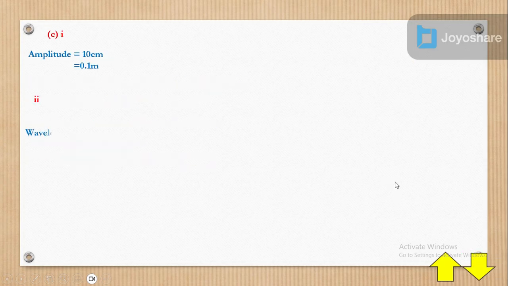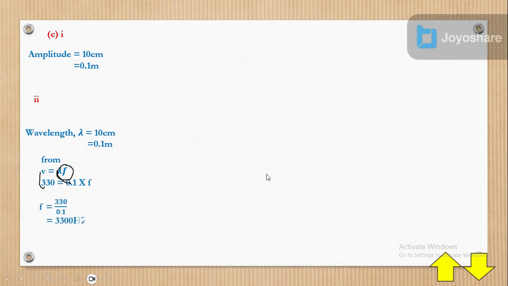Okay, let's see. The wavelength is 10 centimeters, but when you convert to meters you get 0.1. Now let's use the formula. From V = λF, we substitute into our formula. V is the velocity of sound in air, this is our lambda, and we are now looking for F. Let's go there and see.